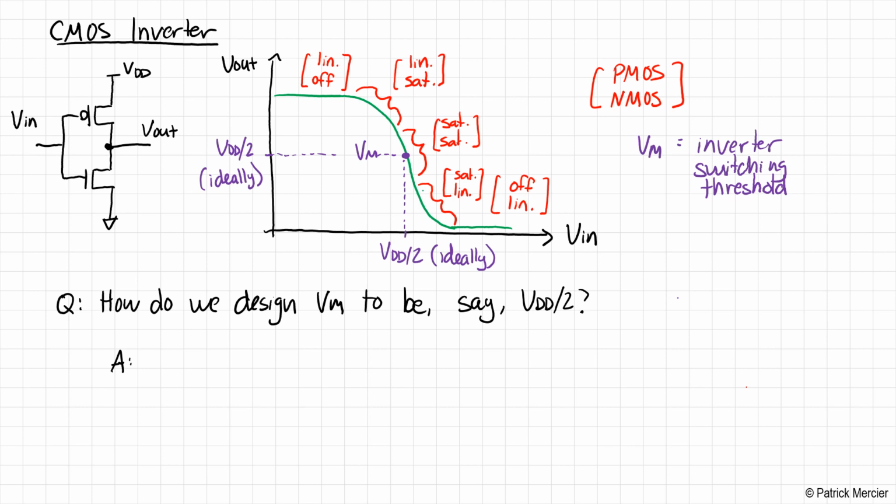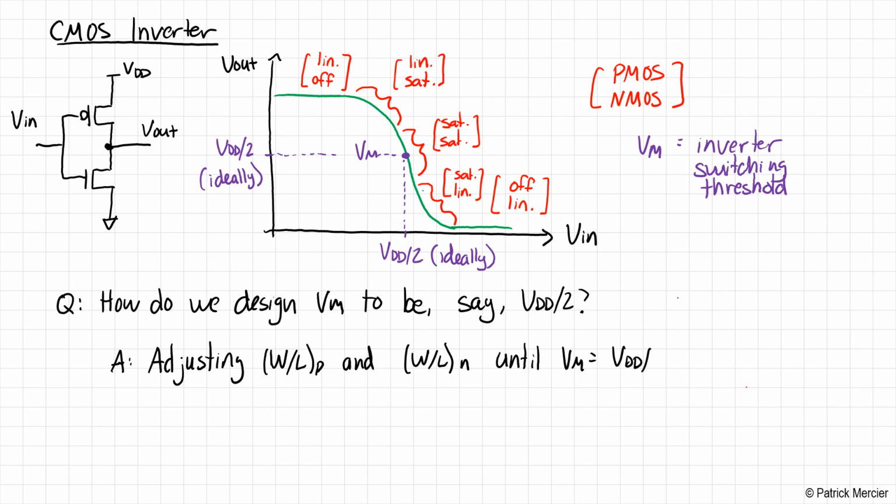So the answer is, you have to adjust. We do this by adjusting W over L for the PMOS and W over L for the NMOS until VM is equal to VDD over 2. And you're going to do an exercise like this in your first lab. We're probably going to set Wn, and then we'll adjust Wp until we get the appropriate voltage of VDD over 2 at the output when the input is equal to VDD over 2.